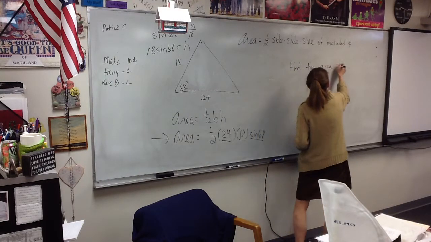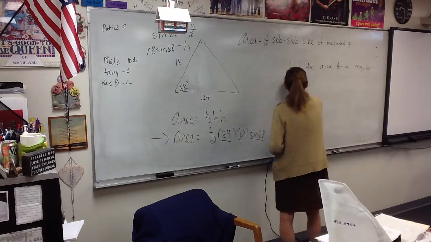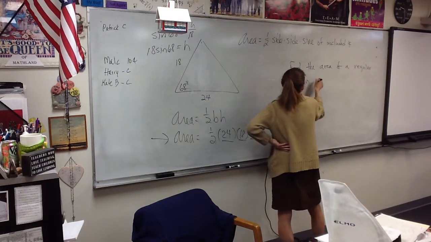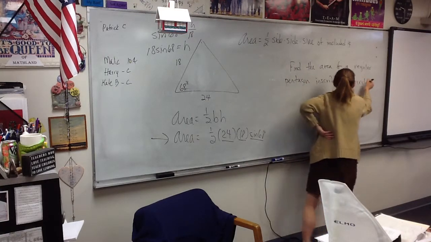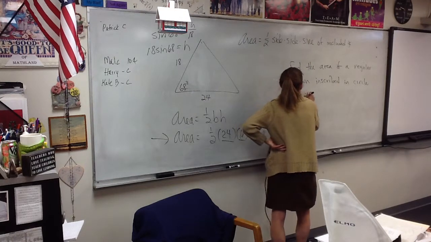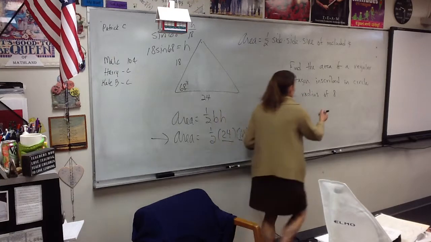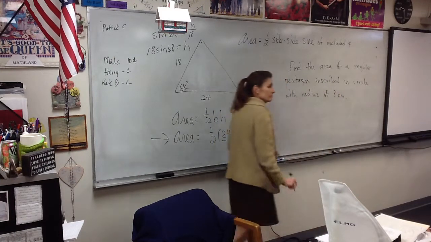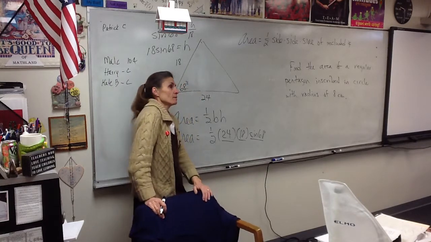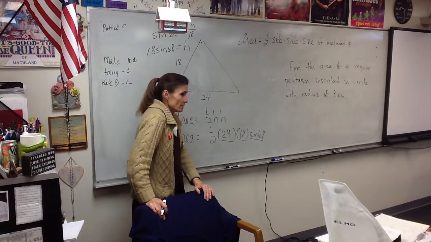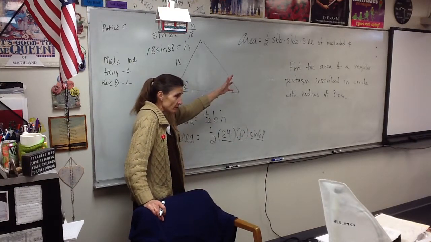Let's find the area of a regular pentagon inscribed in a circle with a radius of 8 centimeters. You're thinking, Mrs. Ford, you've gone off the deep end. We're doing triangles. What is this regular pentagon stuff?